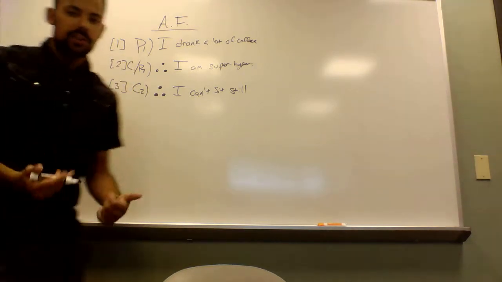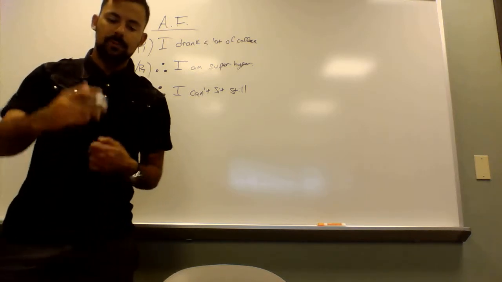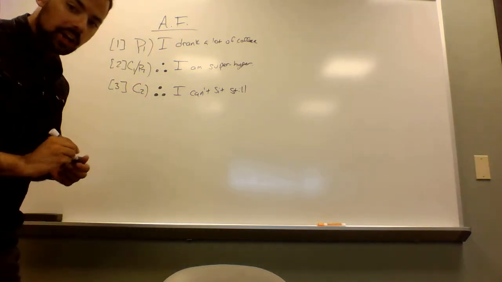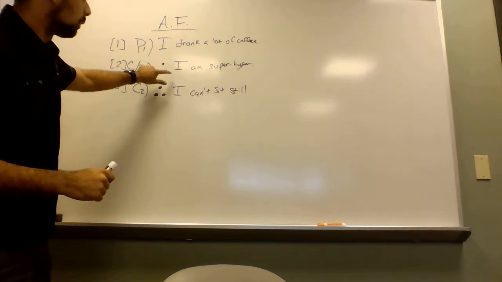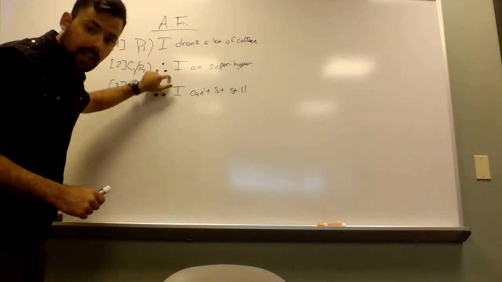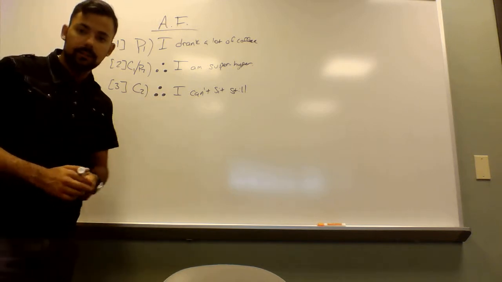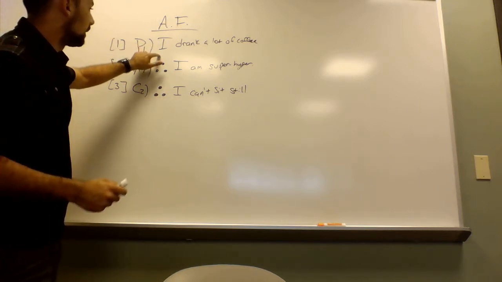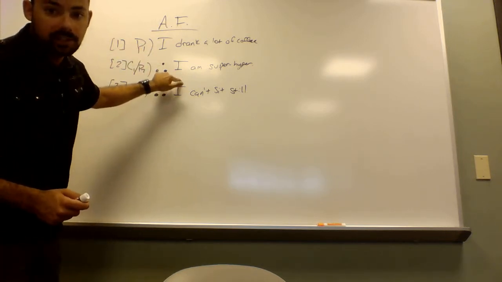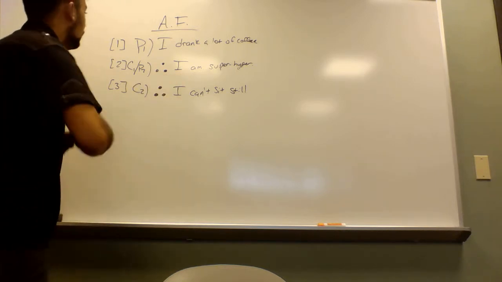Okay? So how do these arguments work together, right? Let's map it. So if we look at the arguments, we see that 1 supports 2. And we see that 2 then supports 3, right? So I drank coffee, which means that I'm super hyper, and because I'm hyper, I can't sit still.